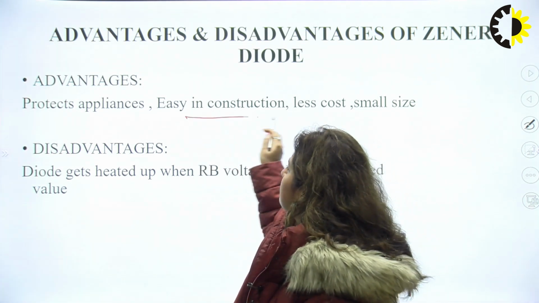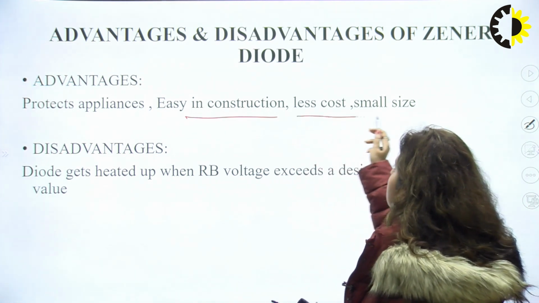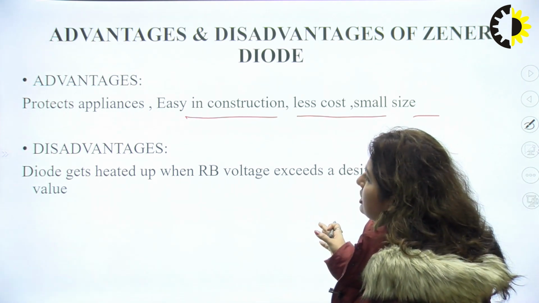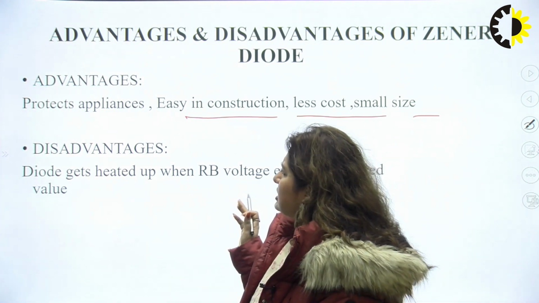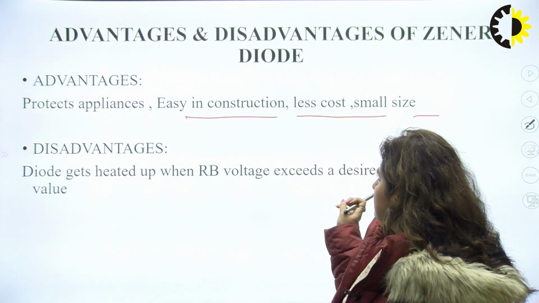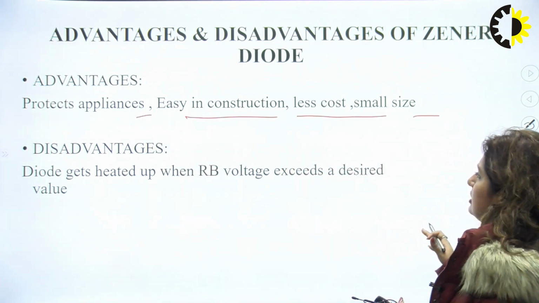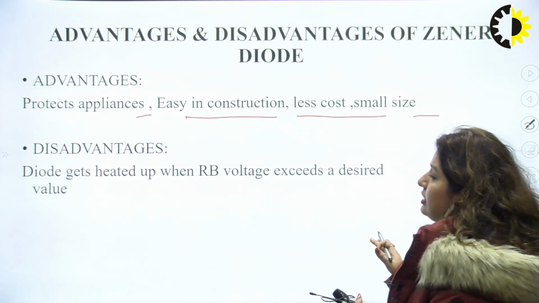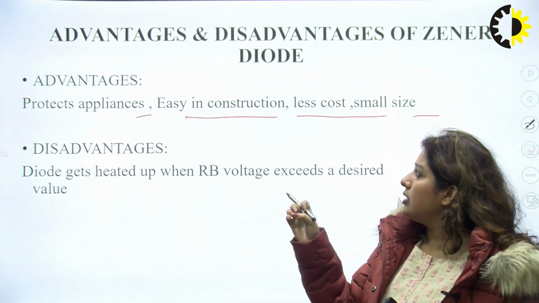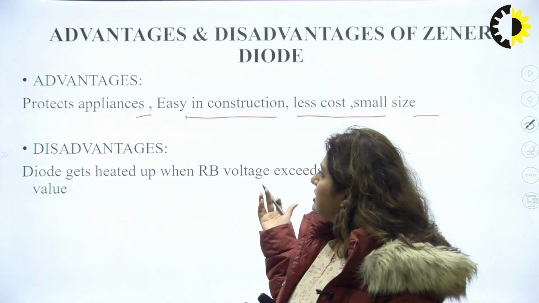These are some advantages which we already covered: it protects appliances, it is easy in construction, it has less cost, and it has a small size as compared to the PN junction. The size of the PN junction and the Zener diode is almost similar, but you have to see that there are some differences. It is easy to construct, with very less complex circuitry. We only have to fix a resistance and a Zener diode, input some voltage and take the output voltage, so that we can use it as a voltage regulator.